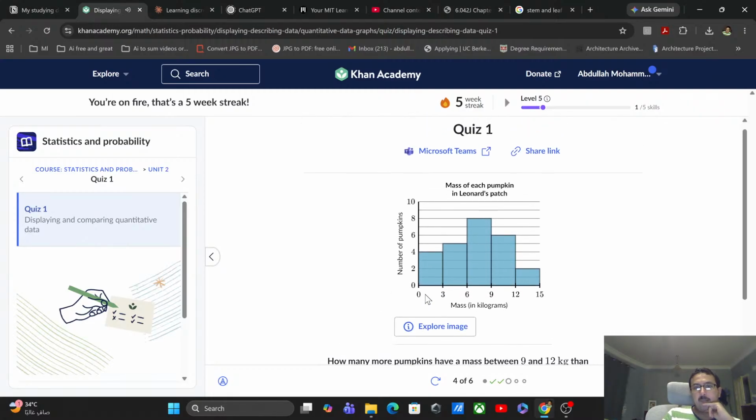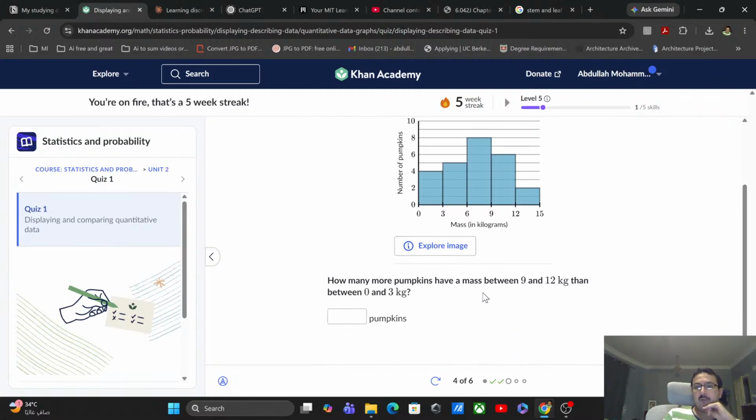How many pumpkins have a mass between 9 and 12 grams, then between 0 and 3? Between 0 and 3, I got 4 pumpkins. Between 9 and 12, I got 6. 6 minus 4, 2.